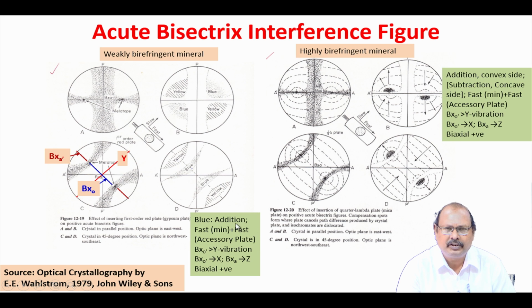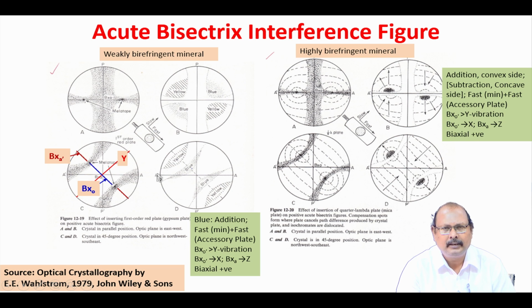That means the first vibration direction of the accessory plate has coincided with the first vibration direction, which is oriented along the northwest southeast direction, and that direction is your obtuse bisectrix vibration direction. Immediately you can tell that the obtuse bisectrix is faster than the y vibration direction. So, which one among x, y, z will be faster than y? X will be faster than y. So, x is the obtuse bisectrix. Automatically you can tell that z will be the acute bisectrix.